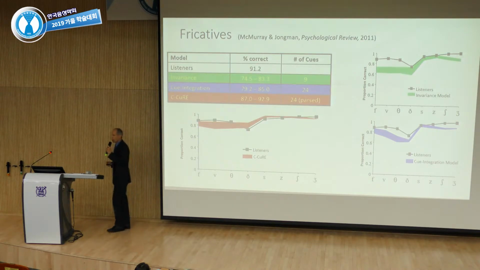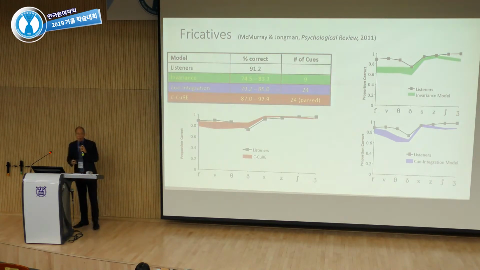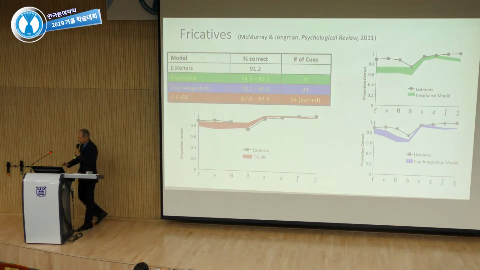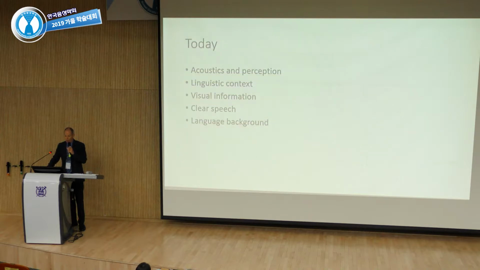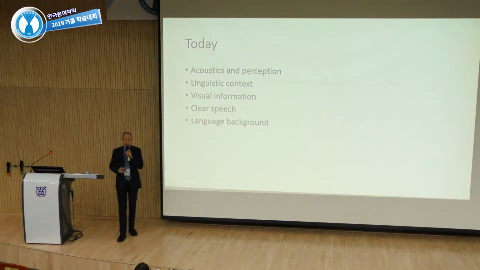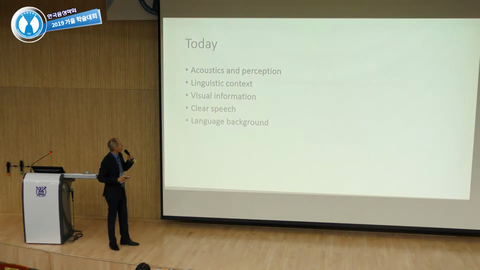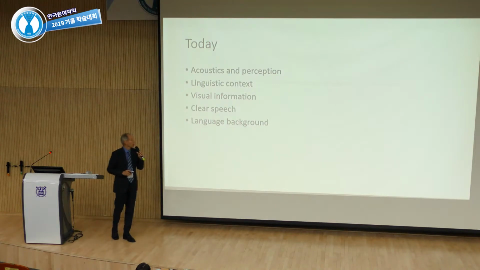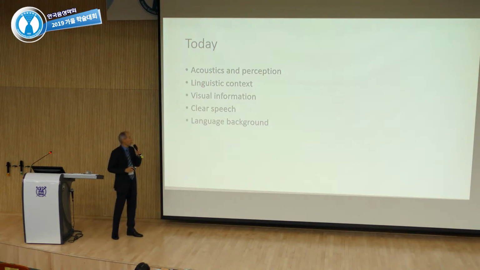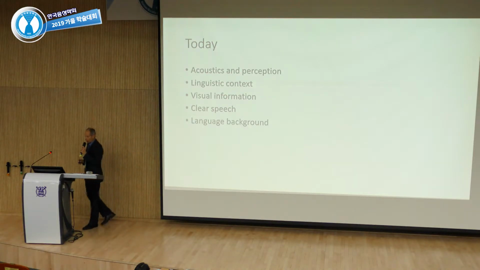So that's the kind of parsing work that we have been doing to try to understand the relation between acoustics and perception. Now today, I want to talk about a number of additional variables that we have to take into account in this overall process of trying to understand the relation between production and perception. So I want to talk a little bit about the effects of linguistic context. I want to talk about contributions of visual, facial information. I want to compare clear speech to plain speech. And finally, also talk about the effect of language inventory, language background.